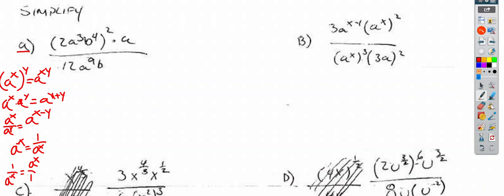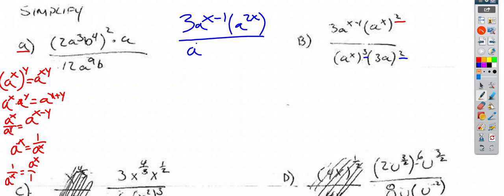All right, so first we're going to apply this exponent right here. We're also going to apply these. So that's going to give me 3a to the x minus 1 multiplied by a to the 2x power. And that's all going to be over a to the 3x times 9, because 3 squared is 9, a squared.